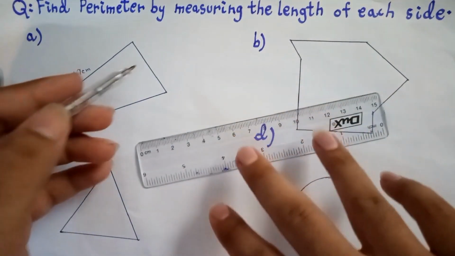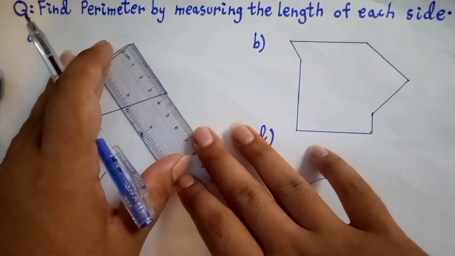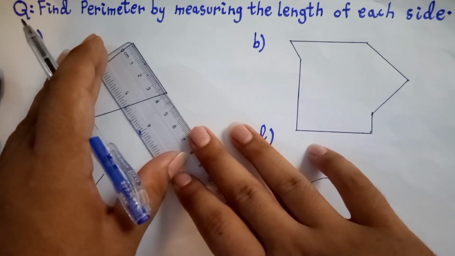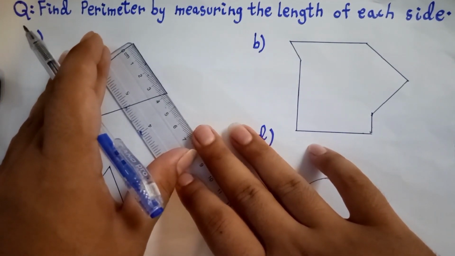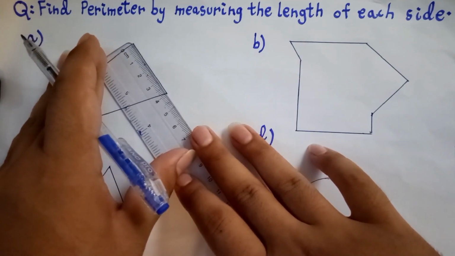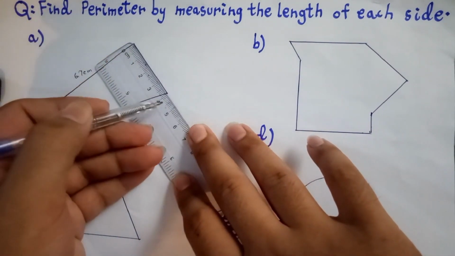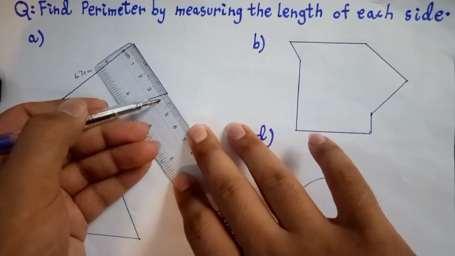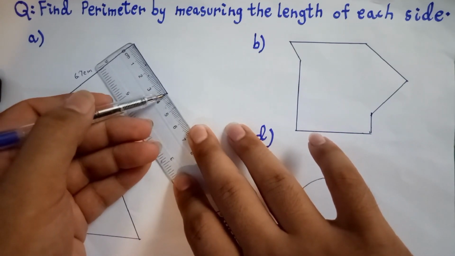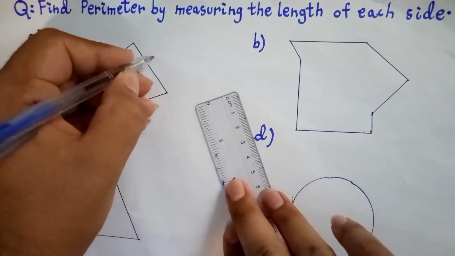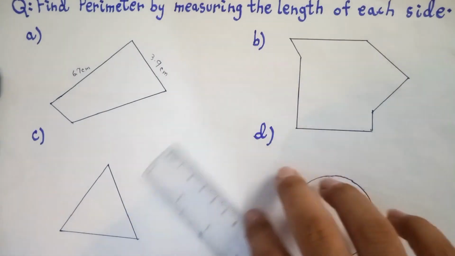Clear? Now if we talk about this length, here I have to put the 0 here. And here you can see this is 4 centimeters, and here we have 1 millimeter less than 4 centimeters. So actually it is 3.9 centimeters.